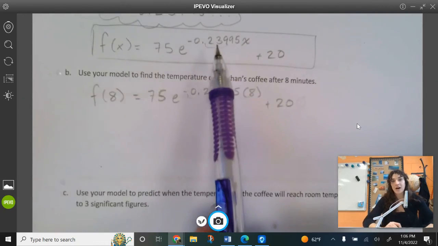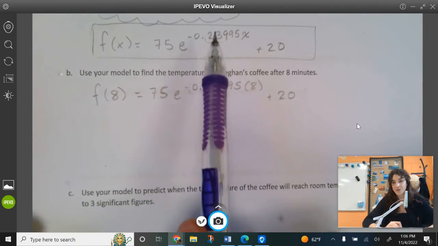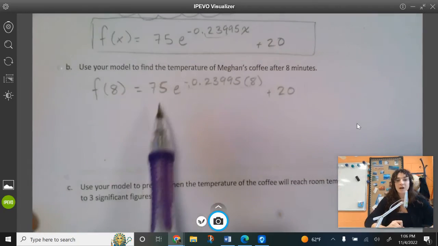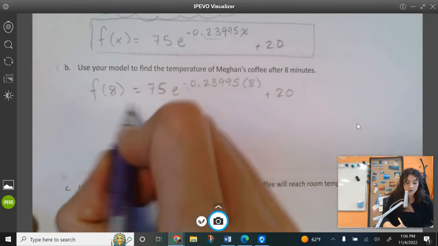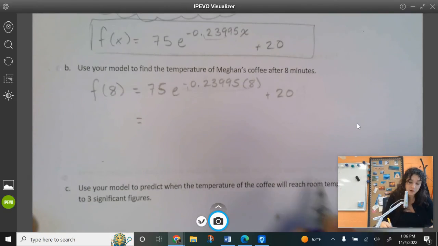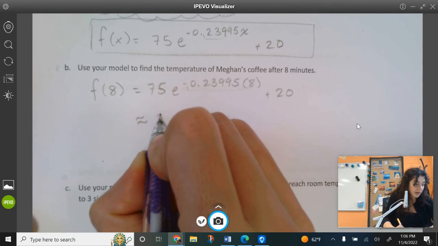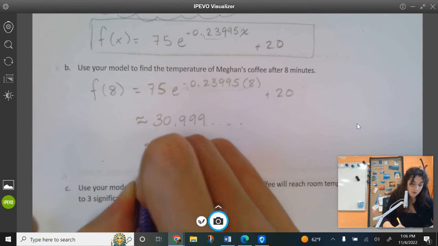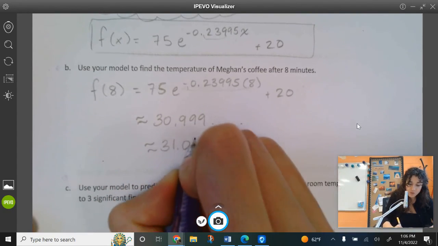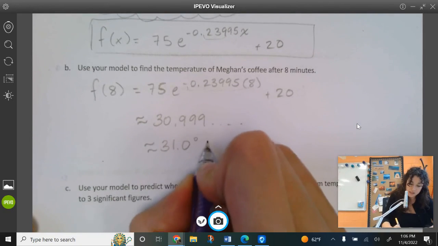Since I didn't ask you to calculate this, I'm assuming most of you didn't and just wrote it down. So I won't ask you to calculate for the rest of this because I don't think you have this in your calculator. So we'll just go through and finish this whole problem together. So this is approximately 30.999. It keeps going on like that, which means for 3 sig figs, that's 31.0 degrees Celsius.